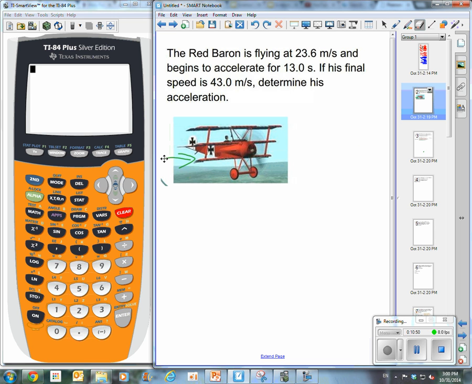All right, so I've got my picture. Now what I'm going to do is copy out the values that I have in the question, including my units. So 23.6 meters per second, and then I have 13.0 seconds, and then I also have 43.0 meters per second.